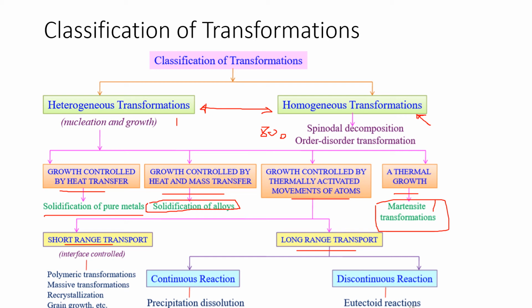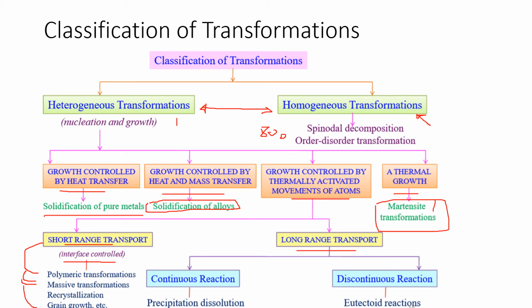The short range transport is interface controlled. It is metastable and interface controlled. The examples for the short range transport are the polymeric transformations, massive transformation, recrystallization, and grain growth.